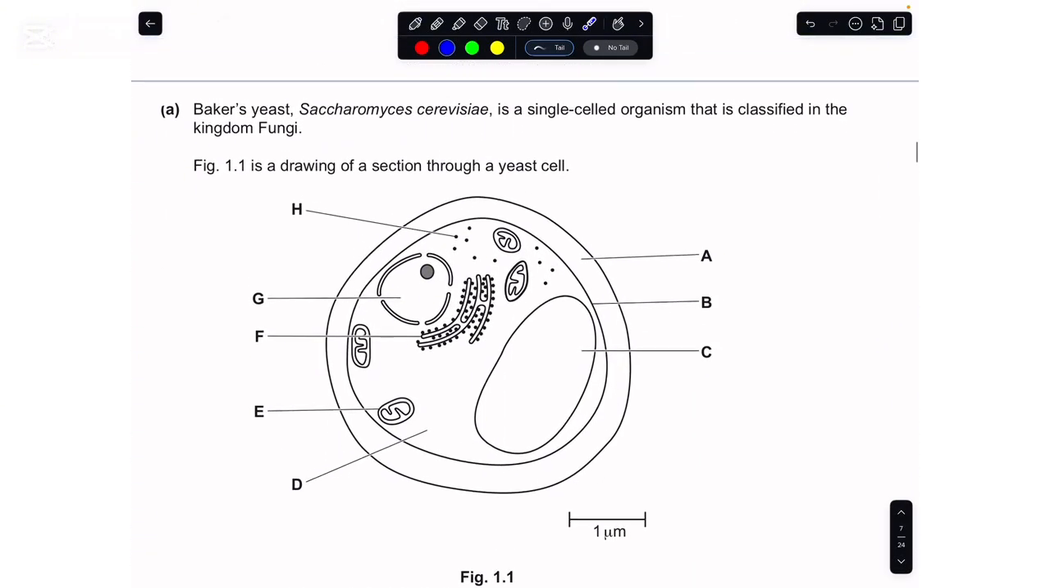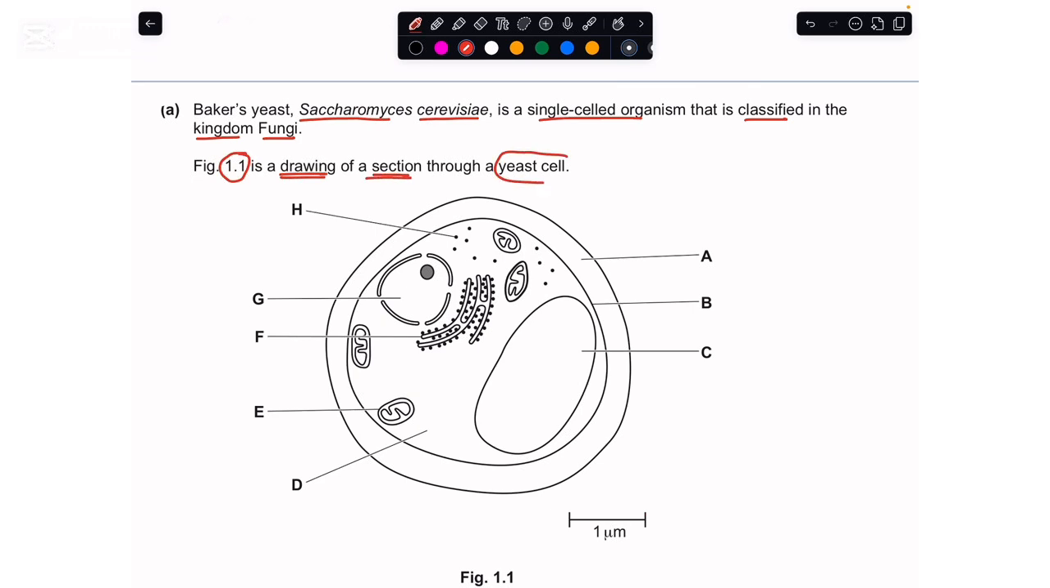Now, moving onward, they say that there is this baker's yeast. The genus is Saccharomyces and the species is cerevisiae. And they say this is a single-celled organism that is classified into the kingdom fungi. They say figure 1.1 is a drawing of a section that they have given you for the yeast cell.